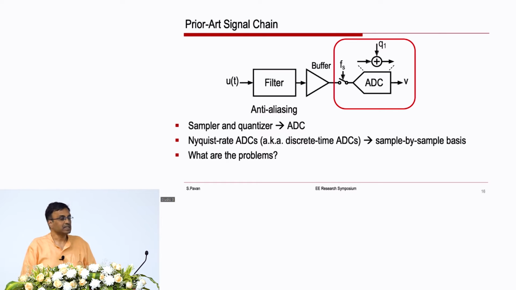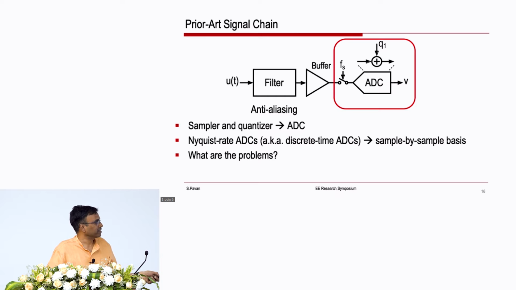So, this is a very conventional signal chain which is in very wide use. You have an anti-alias filter, we already discussed why it is needed, and then you have an A to D converter. These converters operate at an oversampling ratio which is a little bit over Nyquist, and such ADCs are called Nyquist rate converters. They are also called discrete time ADCs simply because they take the sample here and quantize it. So, they operate on a sample by sample basis.